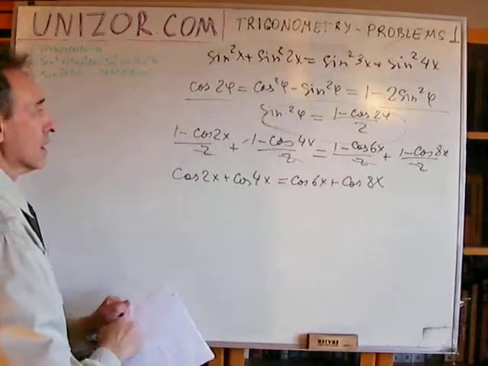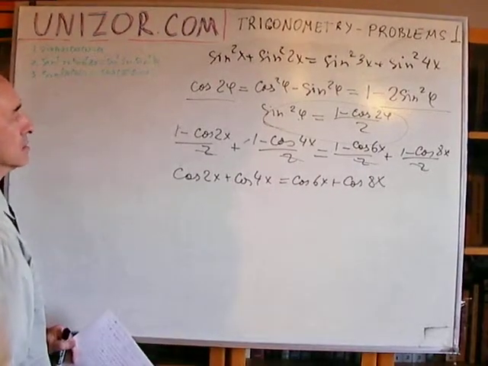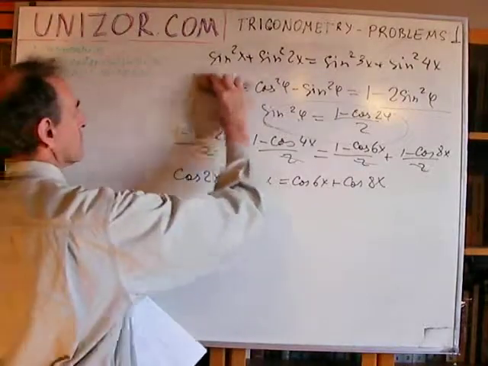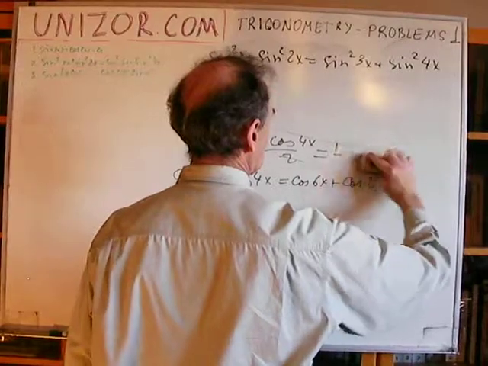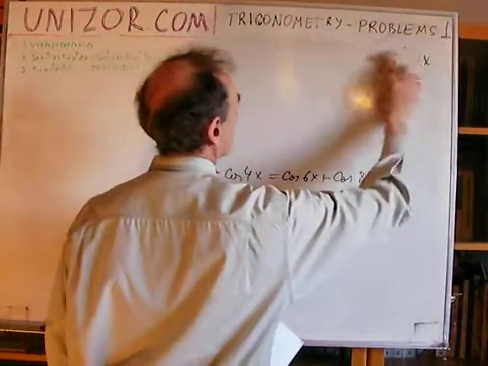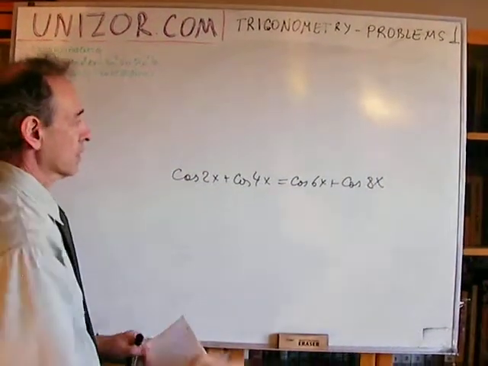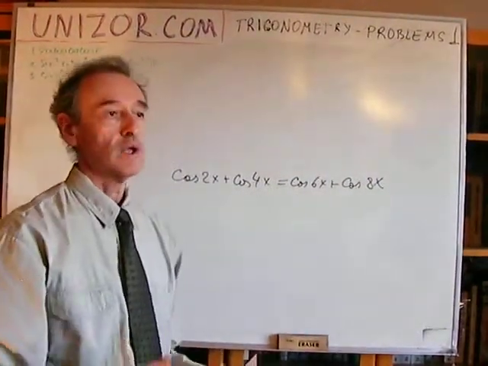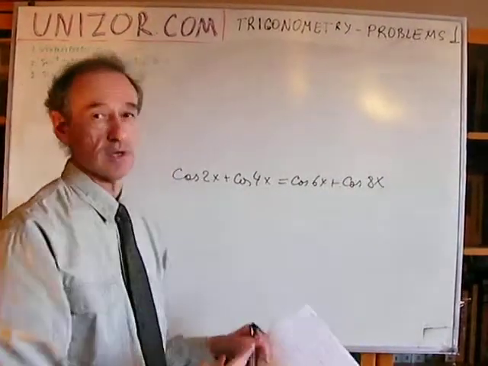Now, these are completely equivalent transformations. So it's an invariant transformation. So let me wipe out this. Actually, I don't need this one either. So I have reduced my original trigonometric equation to this form using invariant transformations. And this looks easier, right?